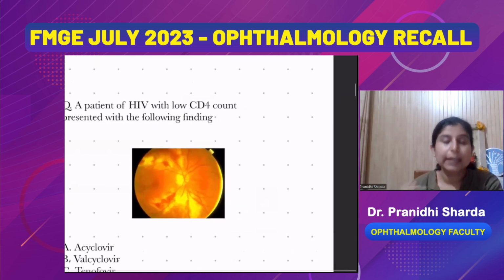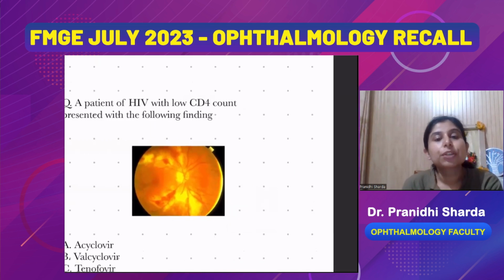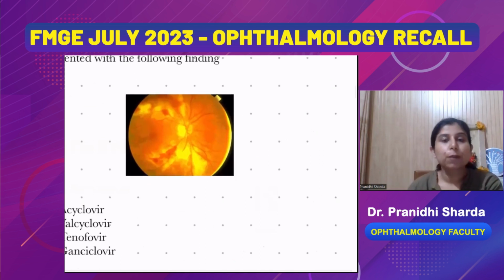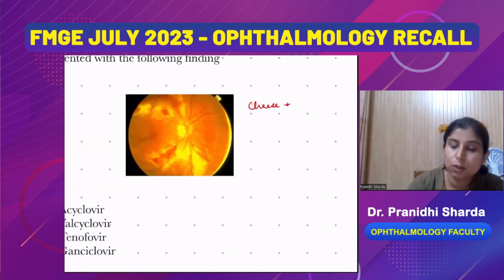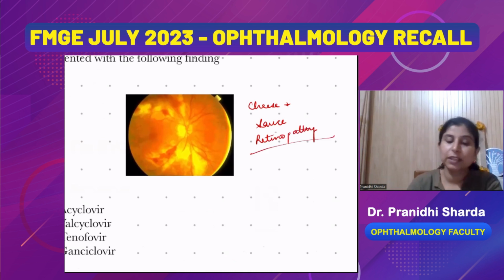Fine. So the next question. A patient with HIV and a low CD4 count presents with the following findings. This is an image-based question, and the image is very characteristic of cheese and sauce retinopathy. I hope all of you were able to identify this image, where you can see flame-shaped hemorrhages and superficial exudates, mostly present around the vascular arcades. So this is cheese and sauce retinopathy, seen in CMV retinitis.